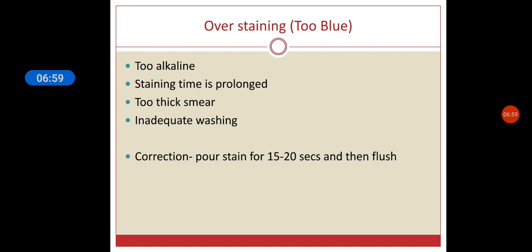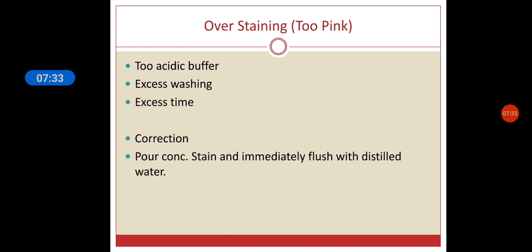This is also important. If it is too blue, it is just indicating that you have overstained the slide. Either the staining time is too long, or the smear is too thick, or because of inadequate washing. So what will you do? How will you correct this overstaining? You have to pour stain again and then keep it for 15 to 20 seconds, and then you wash it. So this is how you correct an overstained smear.